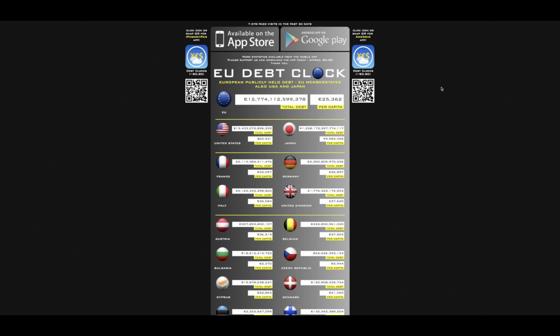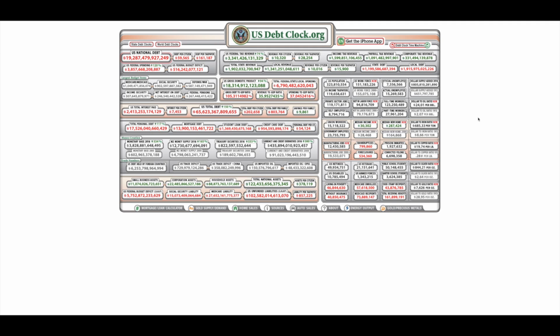Next one, European debt clock, 12,774,000,000,000, 112 million debt. So the euro is in a little bit of a sticky situation as well. And if we go over to the US debt clock, the US is kind of bad.